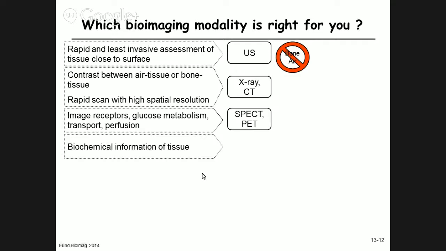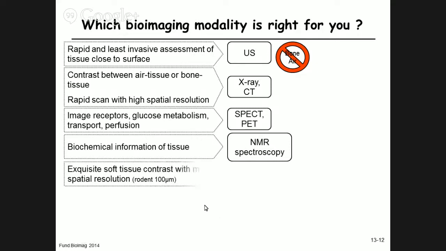Biochemical information on tissue. Here one would use MR spectroscopy if one was interested in doing the analysis. If one wants exquisite soft tissue contrast with millimeter or in rodents with 100 micron spatial resolution, soft tissue contrast, there the modality of interest is magnetic resonance imaging through the water signal primarily.